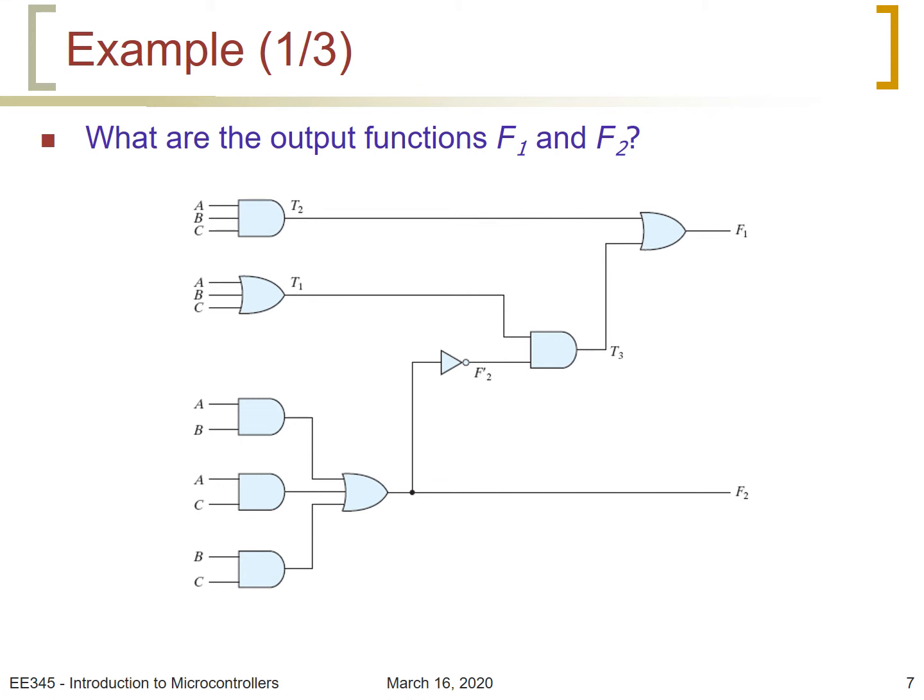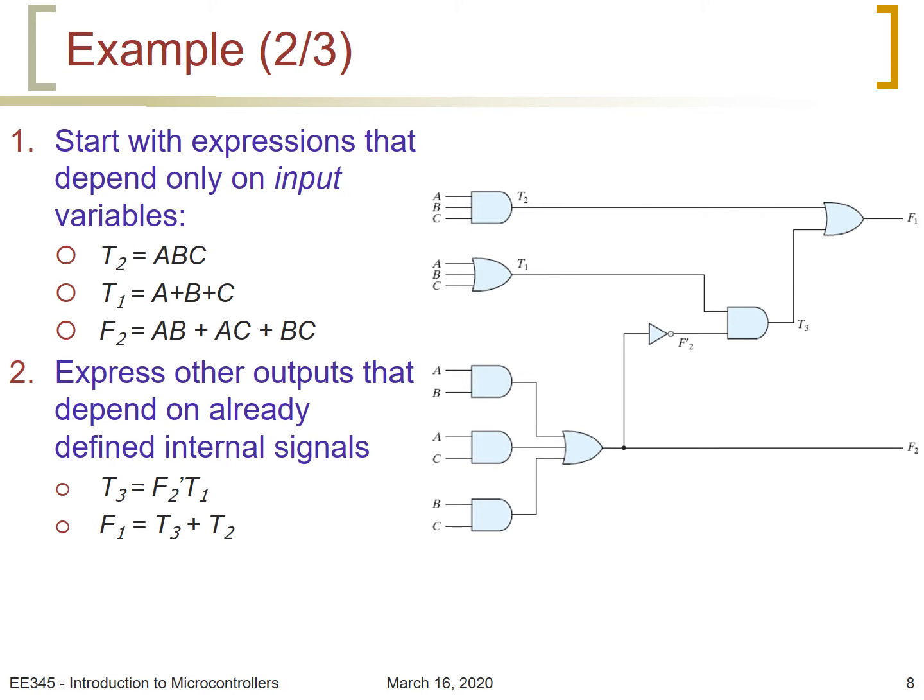Another example on the analysis. Now let's look at this circuit, which has three inputs A, B, and C, and it has two outputs, which are F1 and F2. Again, we can call the outputs of the gates T1 the output of this OR gate, T2 the output of this AND gate, and this is simple actually because that's A and B, and this is A and C, and this is B and C. So F2 equals AB or AC or BC, and then F2' and T1 we call T3, and F1 equals T2 or T3.